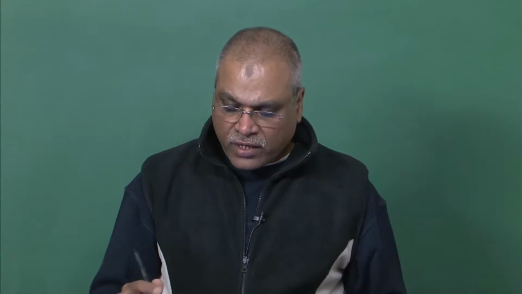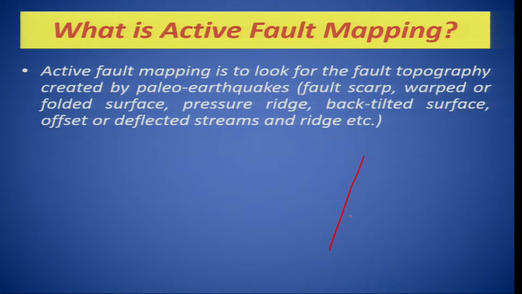For example, on the surface, if you are having a strike slip, then the streams which are flowing will be deflected along this one. So, this is your sense of movement, the streams flowing are getting offset. This is another feature which one can pick up as a part of the active fault mapping.